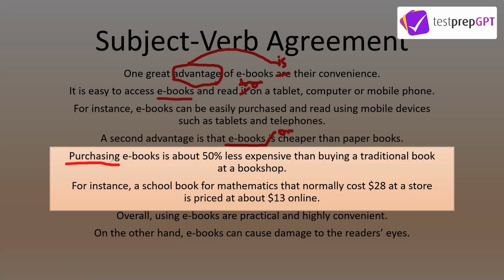Purchasing, singular. Next sentence. For instance, a school book for mathematics that normally costs $28 at a store is priced at about $13 online. Okay, here, what is the subject? School book. Okay, that is your subject. The verb is cost. You need an S here because this is third person singular.